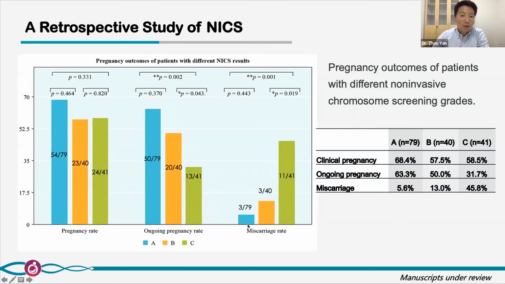And there's also a significant reduction of the miscarriage rate. The miscarriage rate is down to only 5% for the grade A embryos, whereas for the grade C embryos, which are not recommended for implantation, it is as high as 54.8%.